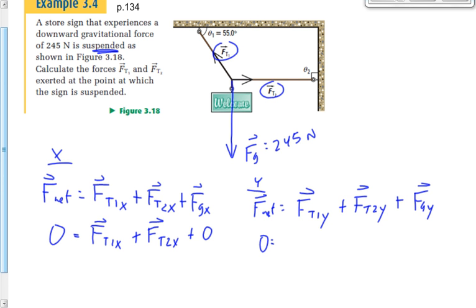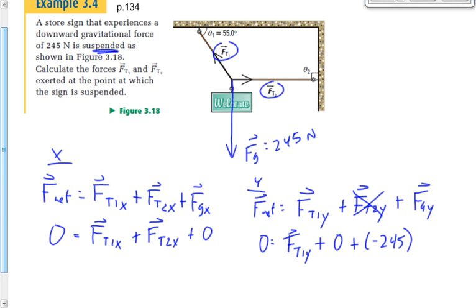FT1 y component, we don't know. Not starting off good here. FT2 y component, Josh, this is good news, right? We know this one is 0 because it's all horizontal. Fg y component is almost 245. Good, thank you. Negative 245, Devin, thank you.